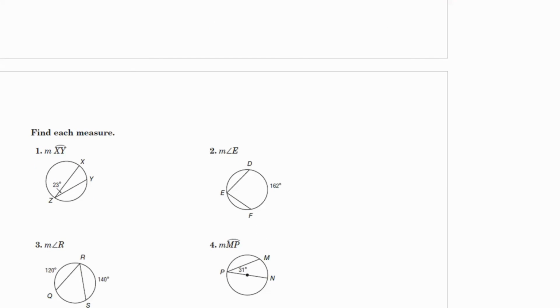Once again, there are additional problems. Their answers are posted online under the notes for Chapter 10.4. And that's it for this lesson.